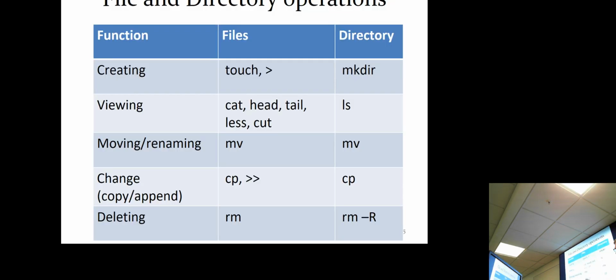Good. Other commands, viewing: we talked about cat, head, tail, less, and cut. Those are all means of actually navigating in a file. Less is quite nice because you can navigate through files.